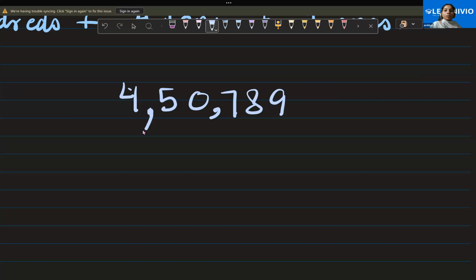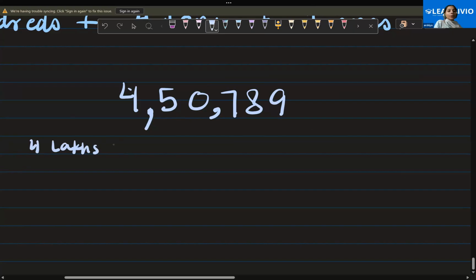4 lakhs plus 50. No. 4 lakhs. That's correct. 550,000. No, no, no, no. What is the place value of 5 here? 10,000. Yes. So what should I write? 5 10,000. Yes. 5 10,000.